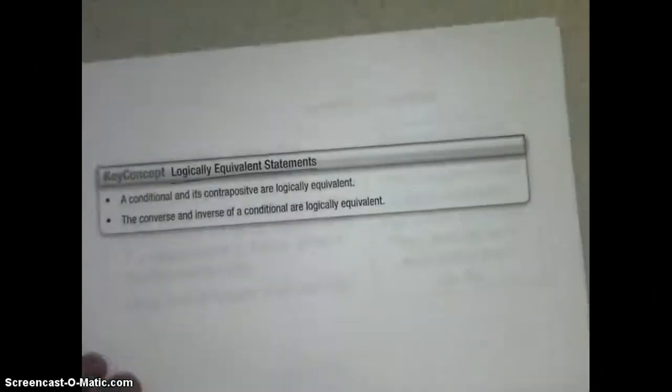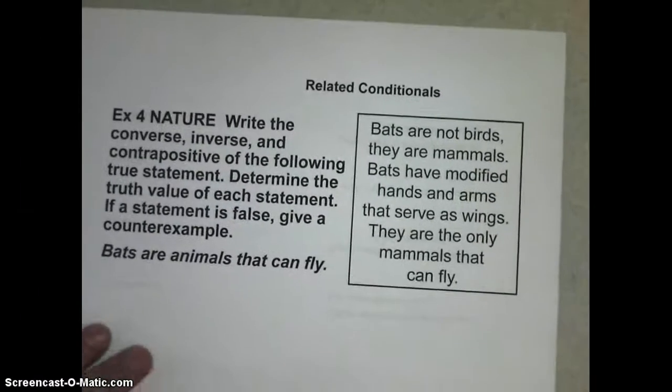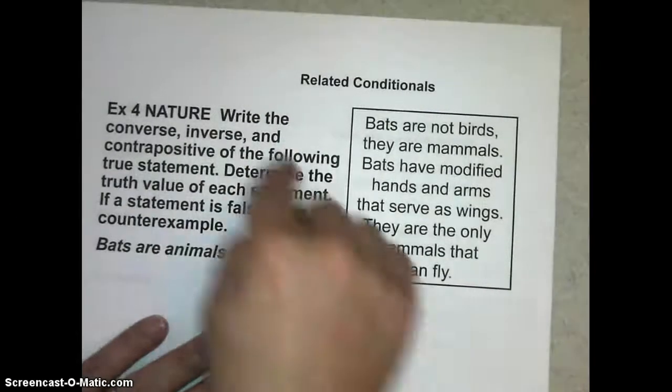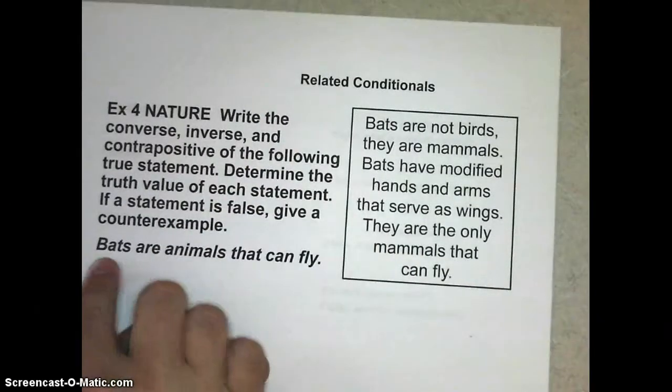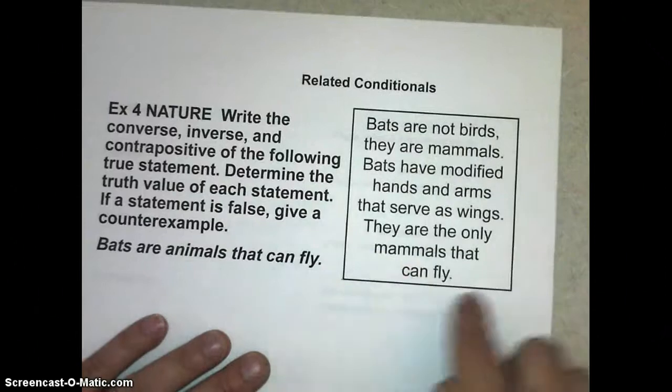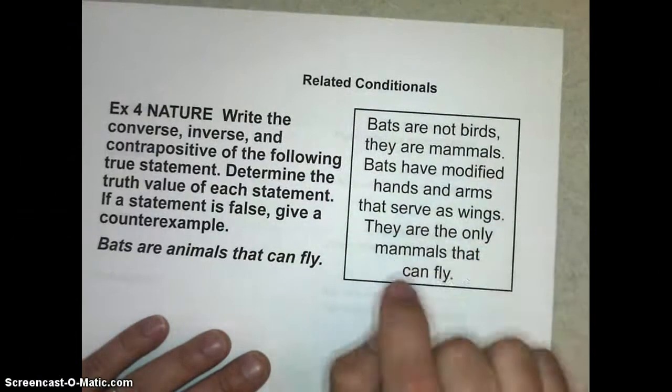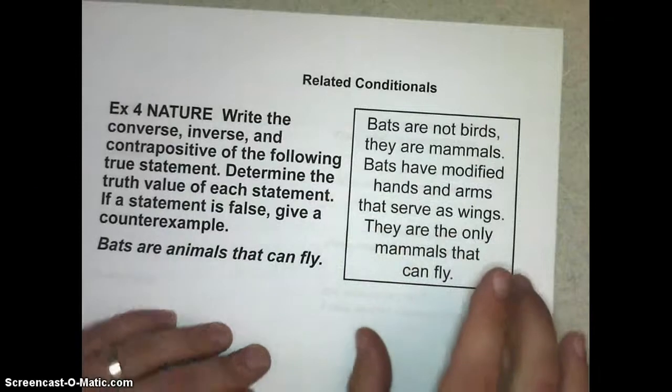So let's try practicing creating some converses and inverses. So here's what we have. We have a scientific explanation that bats are animals that can fly, and these are facts we're basing this on. Bats are not birds, they are mammals. Bats have modified hands and arms, they serve as wings, they are the only mammals that can fly.